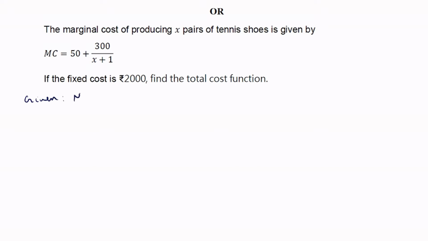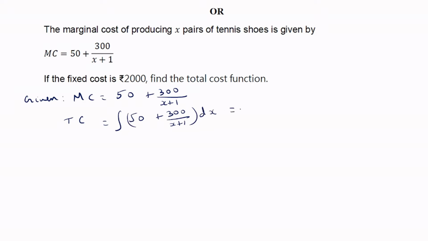Given marginal cost is 50 plus 300 by x plus 1. So total cost is equal to integral marginal cost. So total cost is equal to integral 50 plus 300 by x plus 1 into dx. So this is equal to 50x plus 300 integral dx by x plus 1 is log mod x plus 1, then plus k, which is the constant of integration.